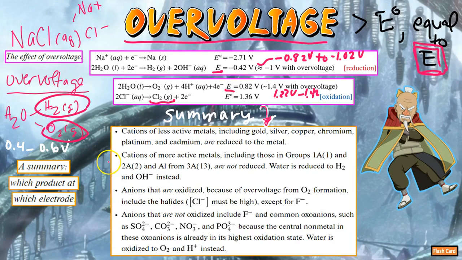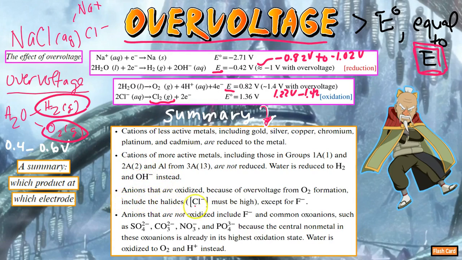Anoki now summarizes everything we know before battle. So in electrolytic experiments using aqueous solutions, cations of less active metals like gold, silver, or copper are reduced to the metal. Cations of more active metals, like our group 1 metals, for example, or our group 2 metals, are not reduced. So water is reduced to H2 and OH- instead.